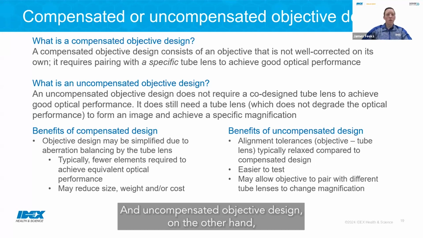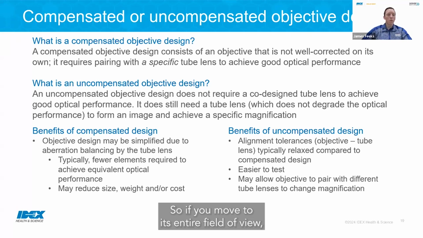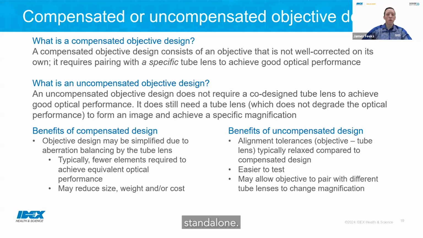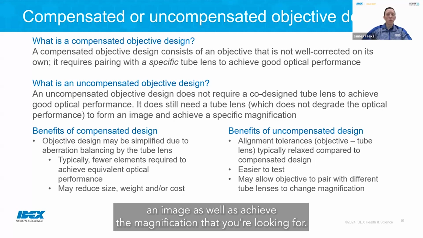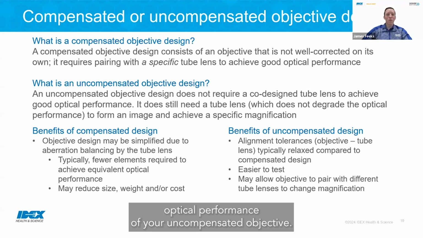An uncompensated objective design, on the other hand, has very good performance for its entire field of view without a tube lens at all, right? So if you move to its entire field of view, you're going to be seeing good performance with that objective standalone. Now, of course, you still need a tube lens in order to form an image, as well as achieve the magnification that you're looking for.